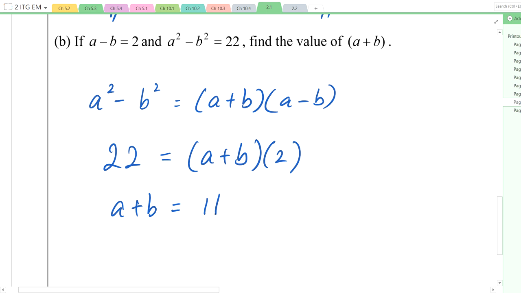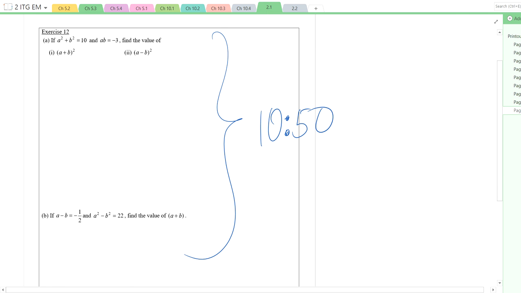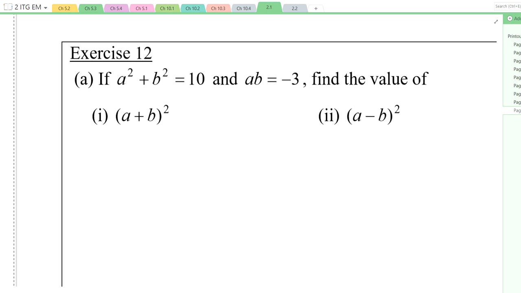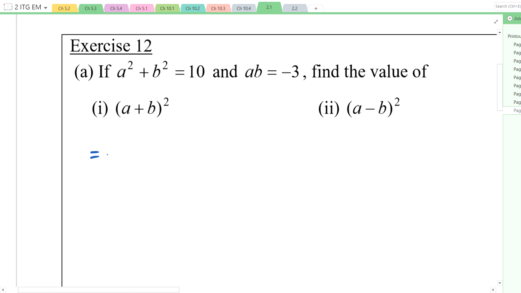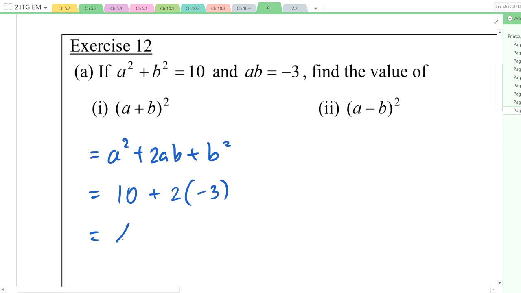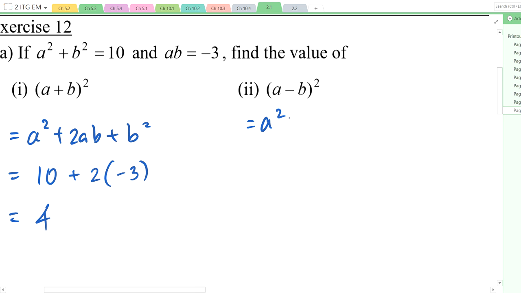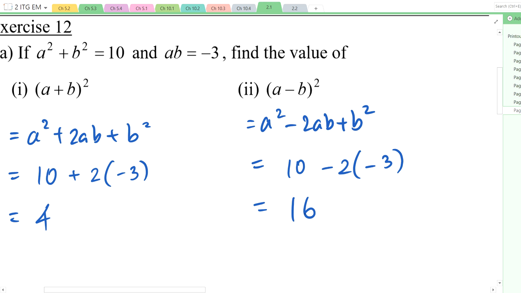3 lines. Part A. Part 1. A plus b square, that gives me a square plus 2ab plus b square. That is 10 plus 2 times negative 3, which is 4. Correct? Okay. Next one. A square, so equal sign a square minus 2ab plus b square. So a square plus b square, that's 10 again, minus 2 times negative 3 to give me 16. Am I right?